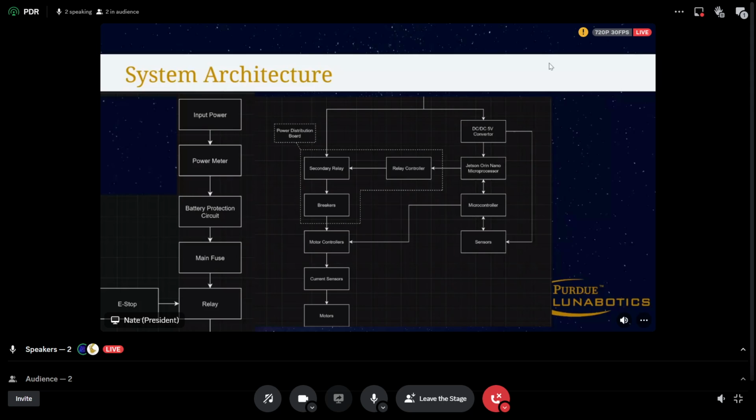And on the other side, we'll have a little power distribution board that will have a secondary relay controlled by software to enable a hardware shutoff for just the motors. That'll go to breakers for safety, motor controllers, current feedback, and then finally to the motors.